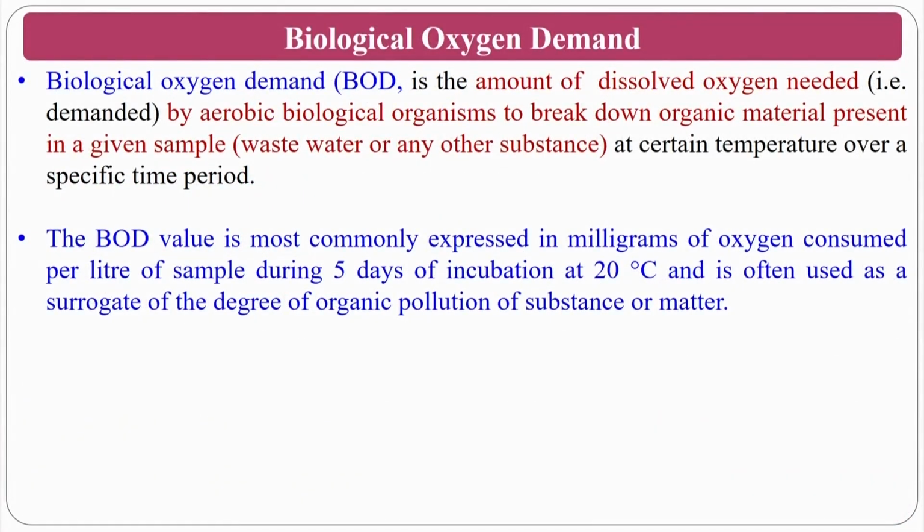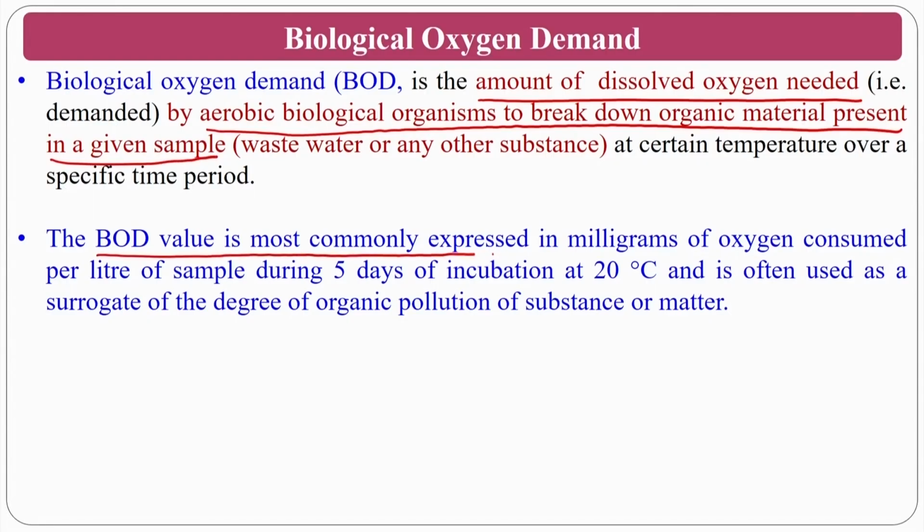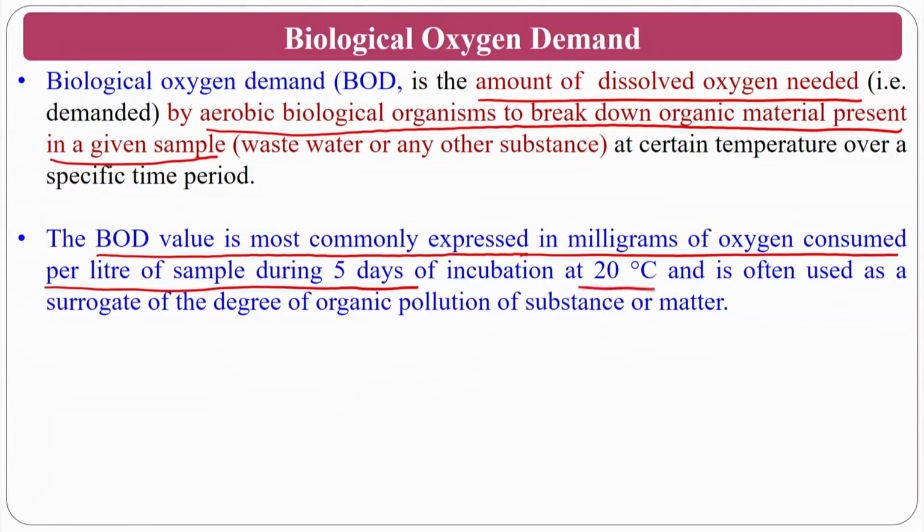Biological oxygen demand is the amount of dissolved oxygen needed by the aerobic biological organisms to break down the organic material present in a given sample. Normally BOD values are most commonly expressed in milligrams of oxygen consumed per liter of the sample in 5 days. Normally BOD is measured in terms of number of days, like 5 days. This is called the primary degradation test. Normally it is done at 20 degrees. Normally this test will be done to understand preliminarily.